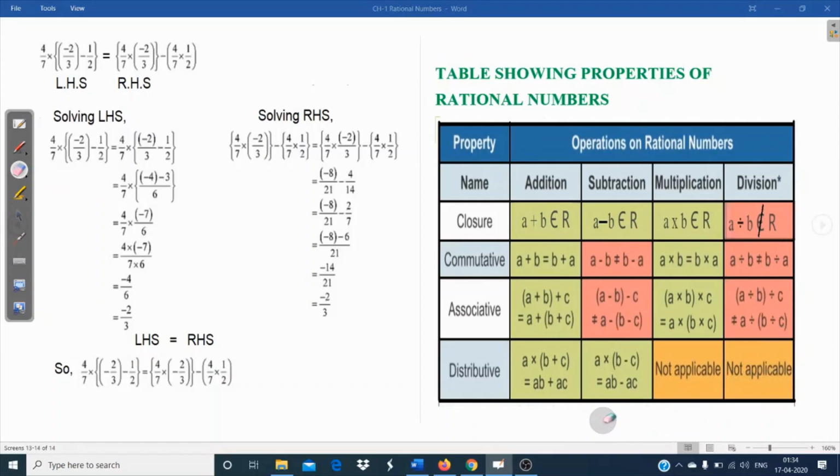So I hope all these properties are clear. In the next video, we'll solve some questions of your exercise and we will see how to represent a rational number on the number line. Till then, practice all these properties on your own, because maths needs your practice. Until and unless you practice all these questions on your own, you will not get perfection. So thank you.